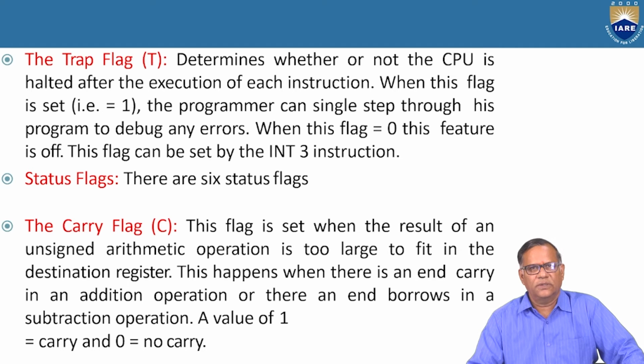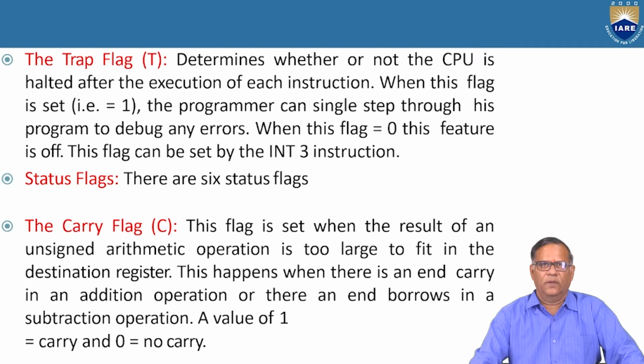So we have discussed 3 control flags: the trap flag, the direction flag, and the interrupt flag. The direction flag is to process the array in increasing order or descending order. Then the interrupt flag is whether you can enable or disable the interrupts. And the trap flag is to execute the program instruction wise.